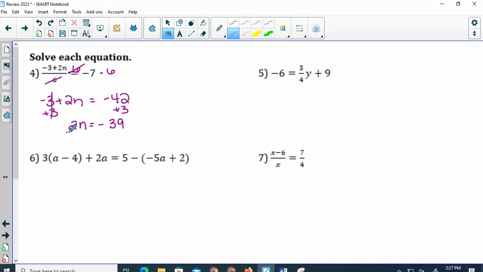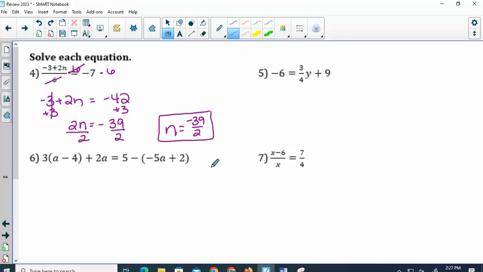And then divide by 2. So n equals, it doesn't work out evenly, you can leave it as negative 39 over 2, or you could do negative 19.5. Either one is fine. Is that okay?